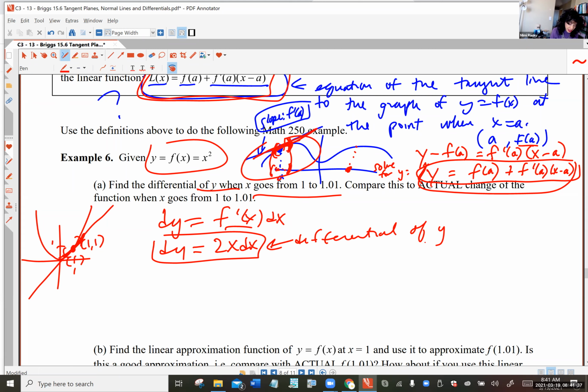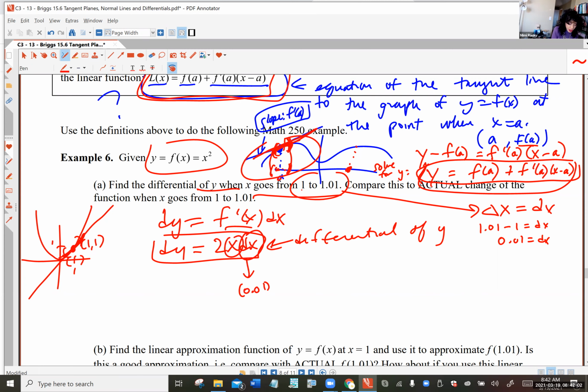So if we're going to use it to approximate the change as x goes from 1 to 1.01, delta x, or the change of x, is basically the same as the dx here. So for us, the dx is 1.01 minus 1, which is simply 0.01. So that's the change in x.